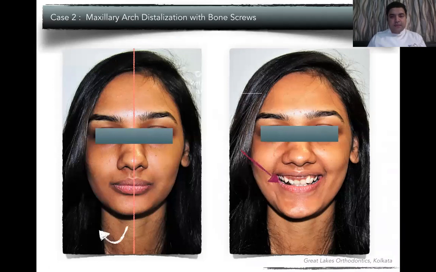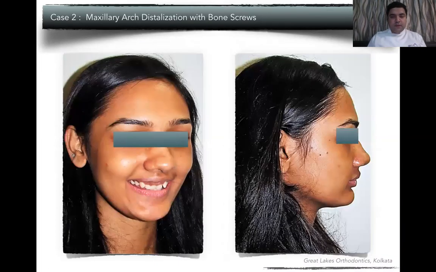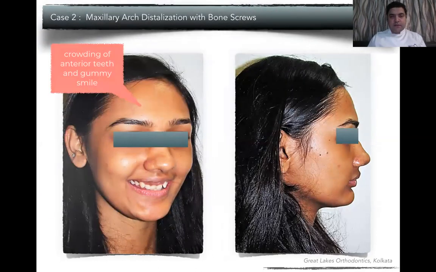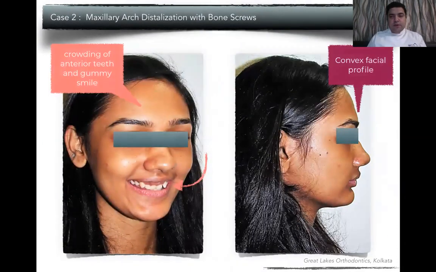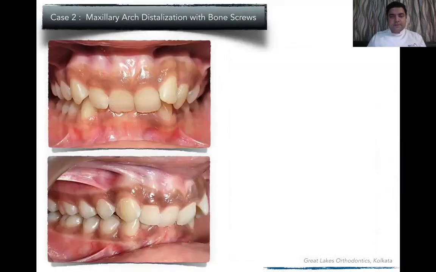And when she smiles, she has quite a lot of problems. That is gummy smile and crowding of anterior teeth. If you have a 45-degree view, we would also notice that there is significant gummy smile and crowding of anterior teeth. And if we look at the profile view, we would find that it is a convex facial profile with a deep mentolabial sulcus. The intraoral pictures show that it's quite severe.